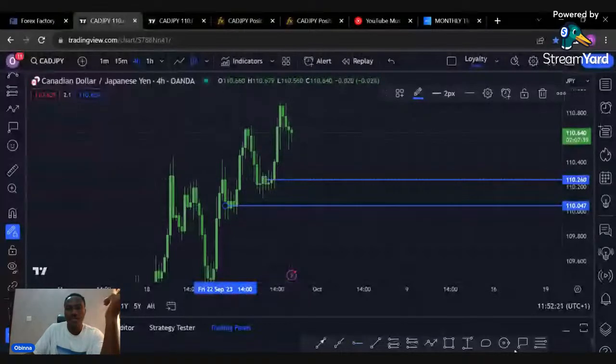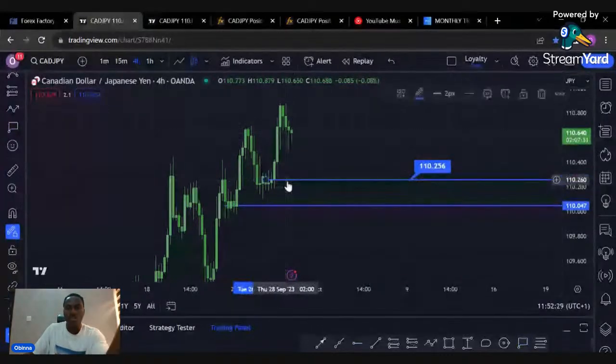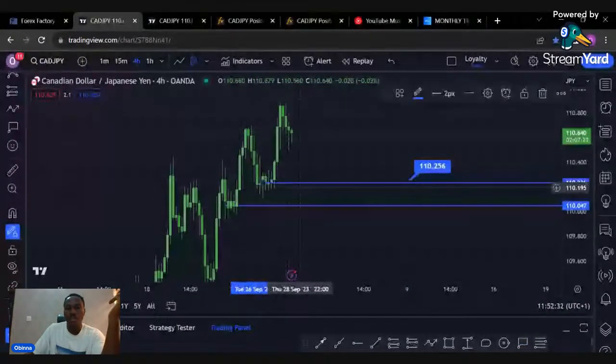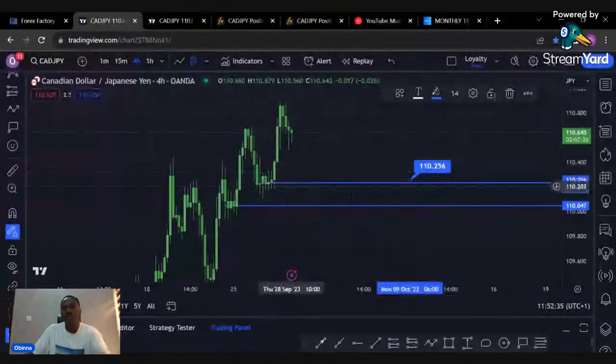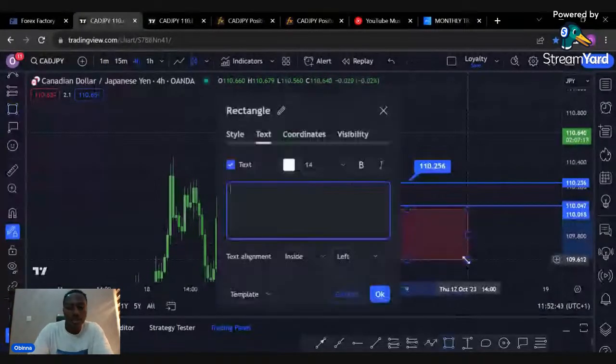This is CAD JPY, the pair that I've been trading for a long time. This is the level that many people will have their orders around. So their buy limit will be around here, and it's still a good place to take trades. For people using higher time frame, I'll say this is the best place for buy. So a buy limit would surface. Let me just write buy limit.